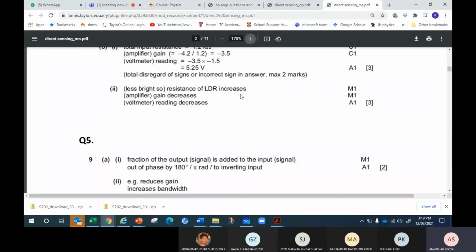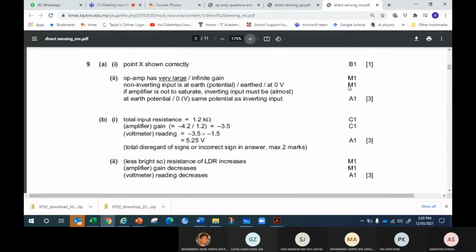Less bright, resistance of LDR increases, 1 mark. So the M1 mark, you must tell. Gain decreases. So the output reading decreases, 3 marks. Okay, guys. So any questions?